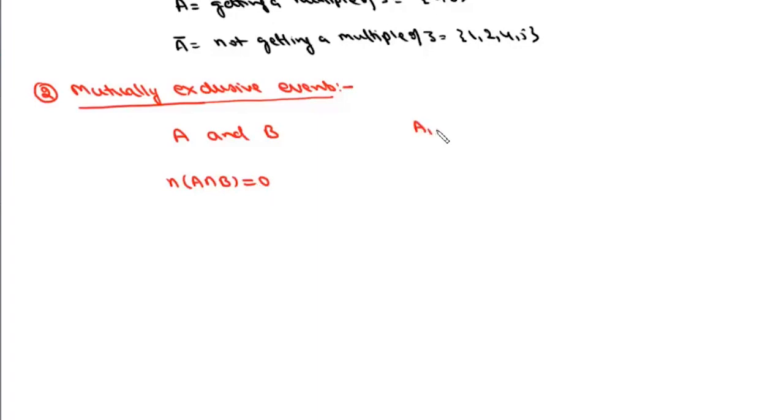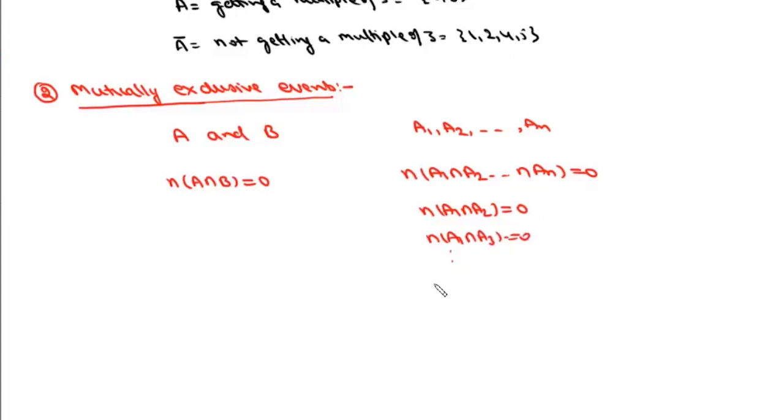Now we generalize it. We have A1, A2 up to AN, then n of A1 intersection A2 intersection AN must be 0, and all of them must be pairwise mutually exclusive also. So that means n of A1 intersection A2 is 0, n of A1 intersection A3 is 0, and all possible combinations, which is simply n of AI intersection AJ must be equal to 0 whenever I is unequal to J. So such events are called mutually exclusive events.